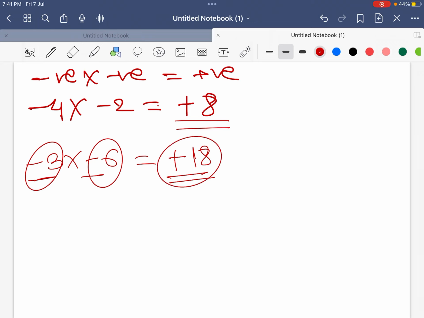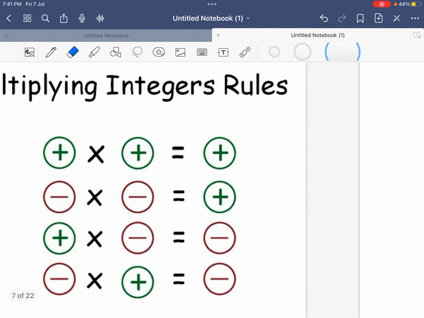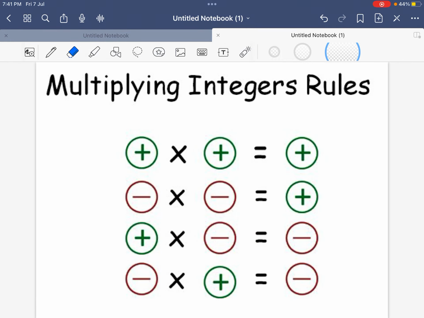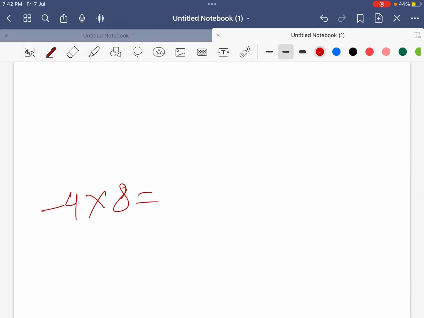Clear? Chalo, let's move to the next condition. So what is our next condition? If any one number is positive, this is positive, this is negative, so your answer is also negative. So always keep in mind, if any one number is negative, then your answer is negative. Minus 4 into 8. Okay, so here the number of negative signs is 1, so therefore the answer is negative. So your answer is -32.